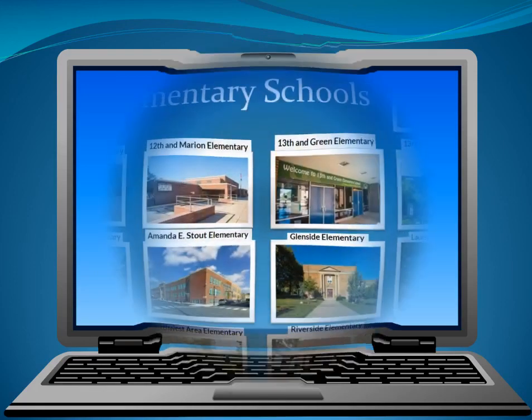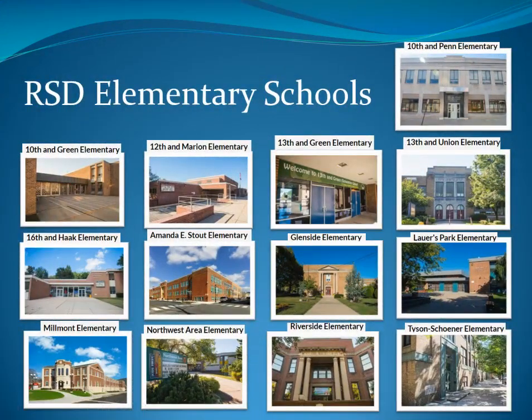Now imagine where your school is. Is your school 10th and Penn, 10th and Green, 12th and Marion, 13th and Green, 13th and Union, 16th and Hawk, Amanda Stout, Glenside, Lowers Park, Millmont, Northwest Area Elementary, Riverside, or Tyson Shaner? Think about your school. This will help you visualize what part of the city you are starting at.